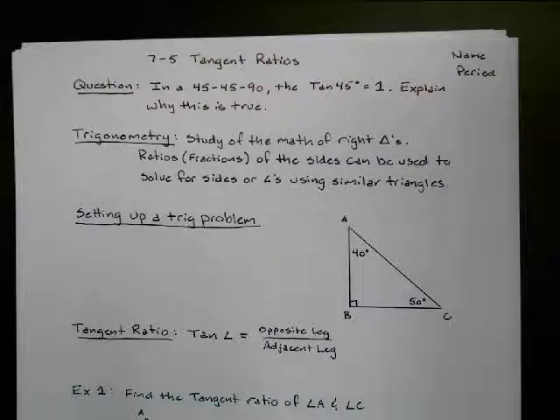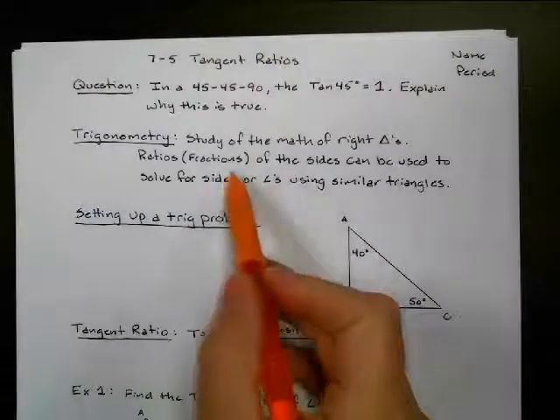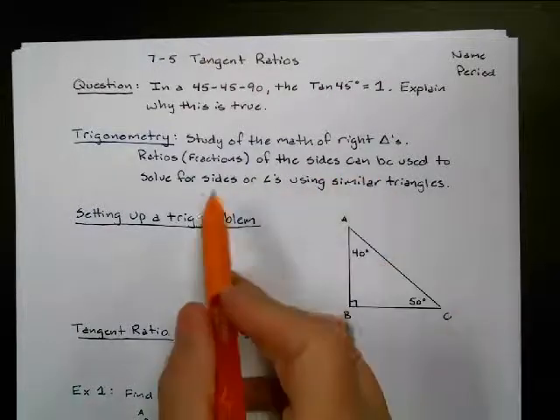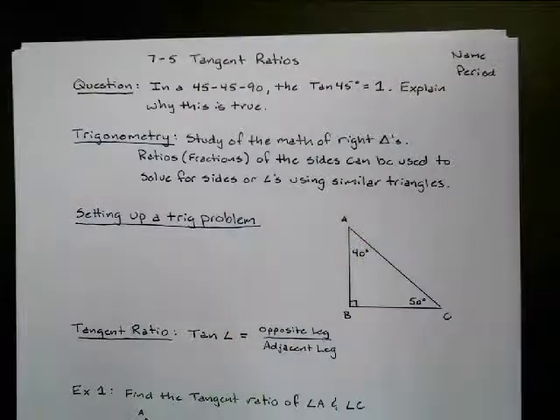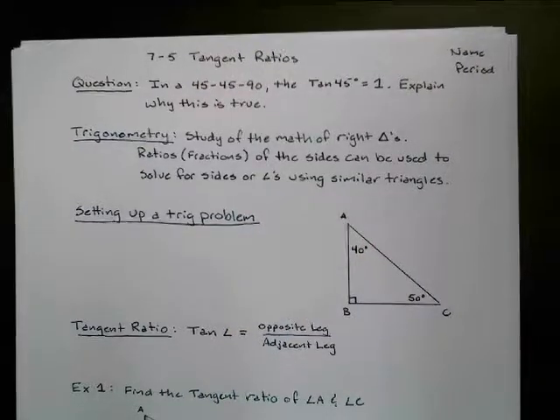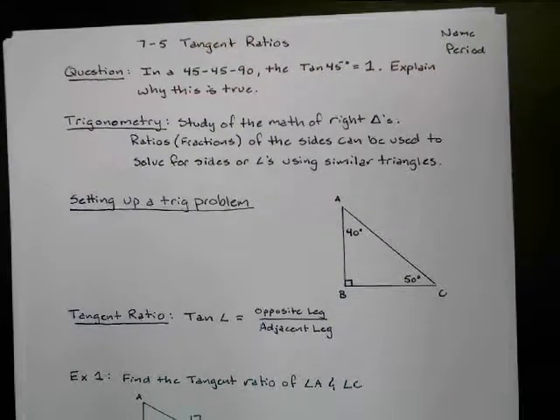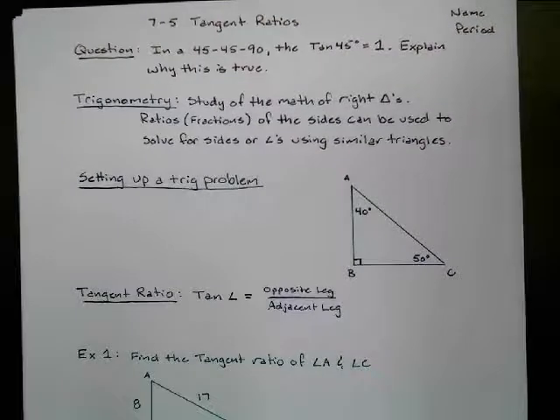All right, so we're going to be looking at ratios, which are just fractions. We're going to look at fractions comparing different sides, and we're going to find out they can be used to solve for other sides or even angles using similar triangles. Remember, similar triangles had a scale factor. So what we're really going to be looking at here is scale factors of different types of triangles and then setting up ratios to help us solve for those.